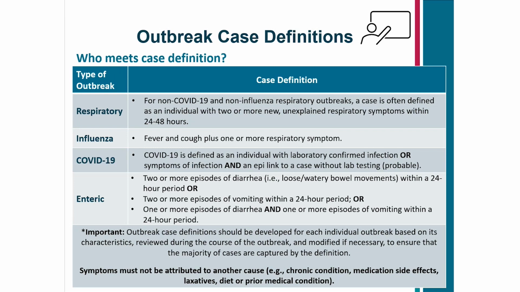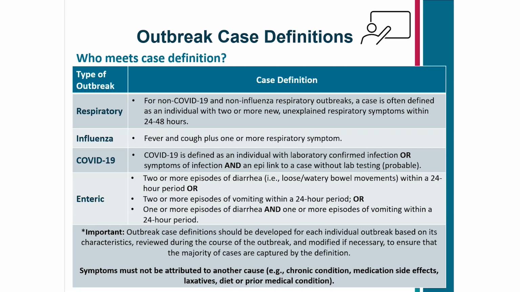And it often is worded in a way where we would say 2 or more of the following symptoms, and the symptoms would be pulled from your line list. So the common symptoms that we're seeing among the symptomatic residents would be used. It's not set in stone and might be revised as the outbreak evolves to make sure that we're capturing all cases.